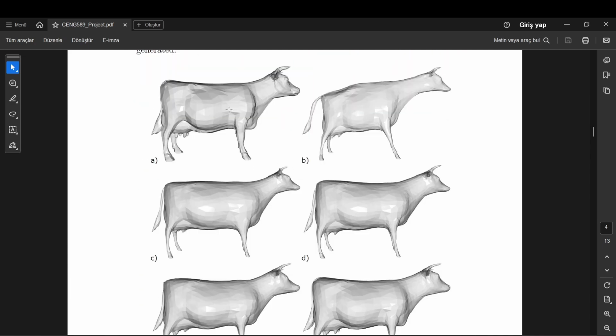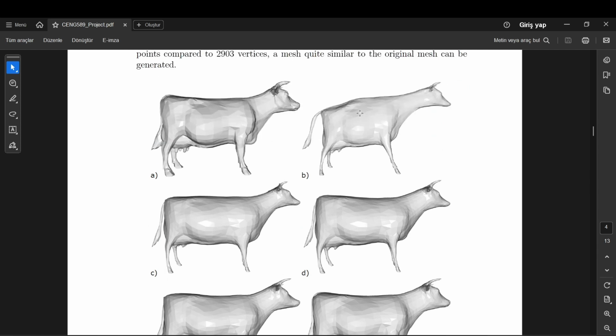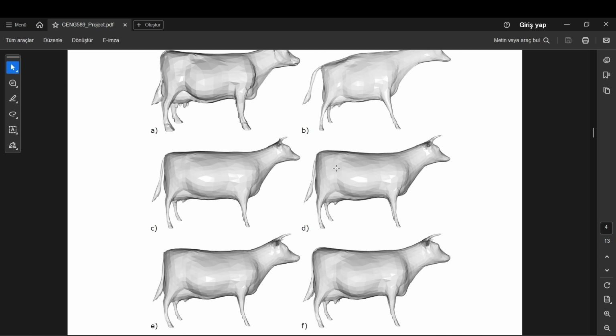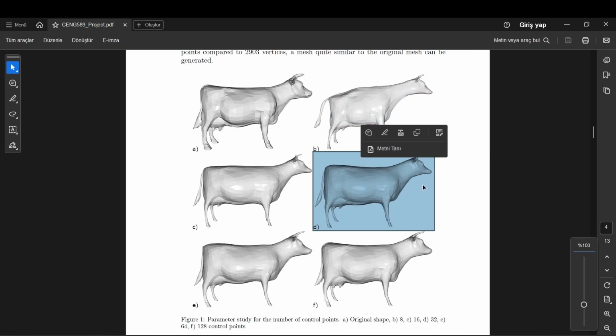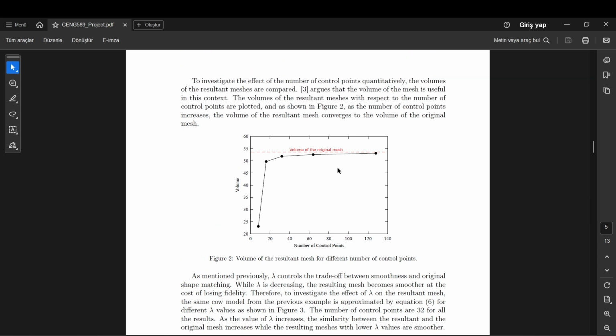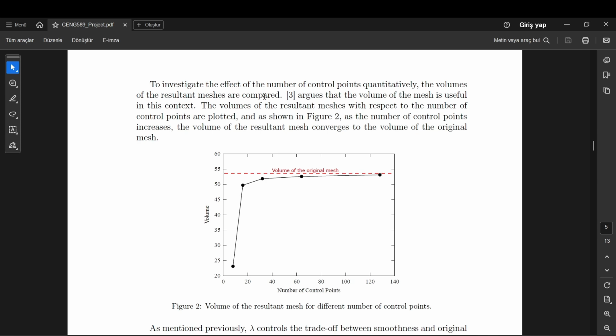So let's look at the other results from the report. Here, this is a parameter study for the number of control points. This is the original mesh, and here the number of control points are increasing in order. As you see, as the number of control points increases, the mesh resembles the original mesh much more. To investigate the effect of the number of control points quantitatively, the volumes of the resultant meshes are compared. As you see, as the number of control points increases, the volume of the resultant mesh converges to the volume of the original mesh.